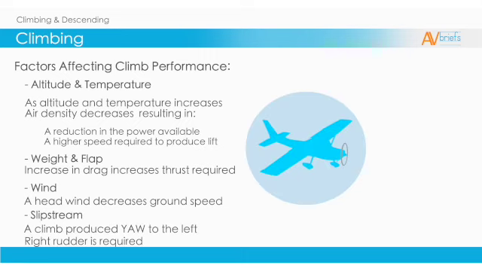The last factor we're going to speak about is the slipstream effect. This is a climb produced yaw to the left. Right rudder is required to balance the climb. The addition of rudder adds some drag. This reduces the performance of the climb.